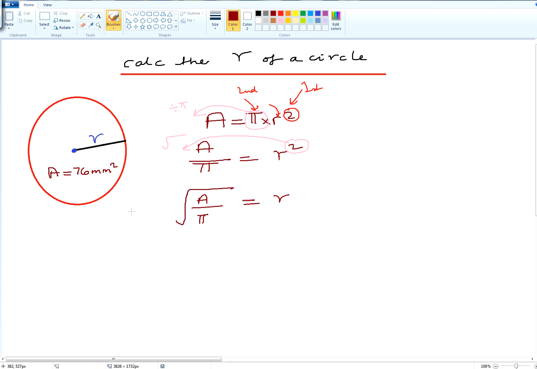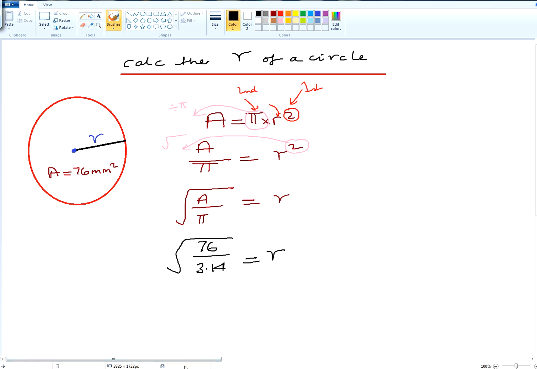So what we have to do here is rearrange our original formula before we can start the question. Now we are ready to put in the values. So the area was 76 divided by the pi value, which we said for these questions we're going to use 3.14, which is the pi value rounded off to 2 decimal places.